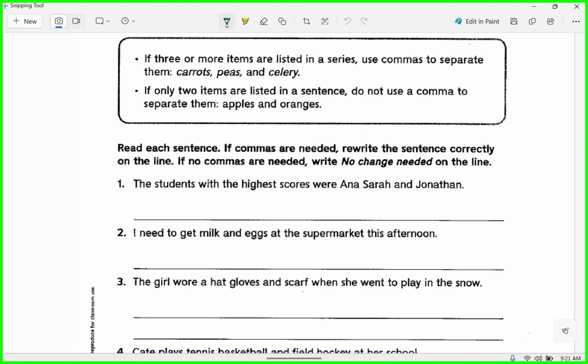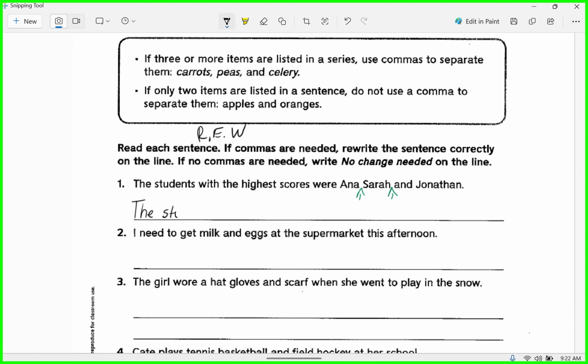The students with the highest scores were Anna, Sarah and Jonathan. Do we need anything for this one? Oh, man. Yeah, see, it's messed up. What do we need for this? We need a comma here and here. Now, I just read it twice, thankfully, because I would have missed it. I read, and I threw some edits in. Now I'm writing it out, right?